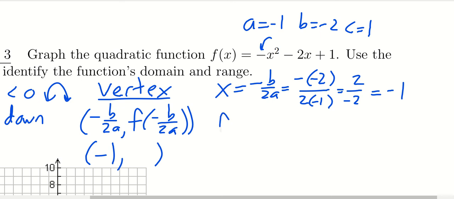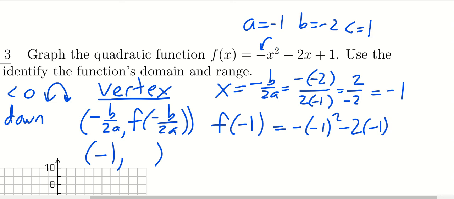Now to find the y value for the vertex, we simply take that value negative 1 and evaluate the function at it. This is the opposite of negative 1 squared, minus 2 times negative 1, plus 1. Negative 1 squared is positive 1, but then we take the opposite of it, so we get negative 1. Negative 2 times negative 1 is a positive 2, plus 1. If we add that all up, we get 2. So the vertex of this parabola is located at negative 1, comma 2.